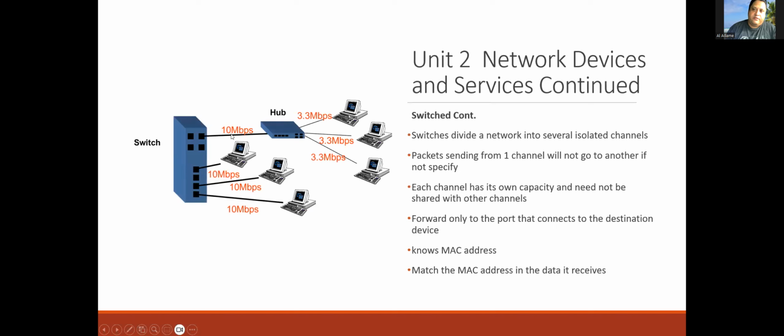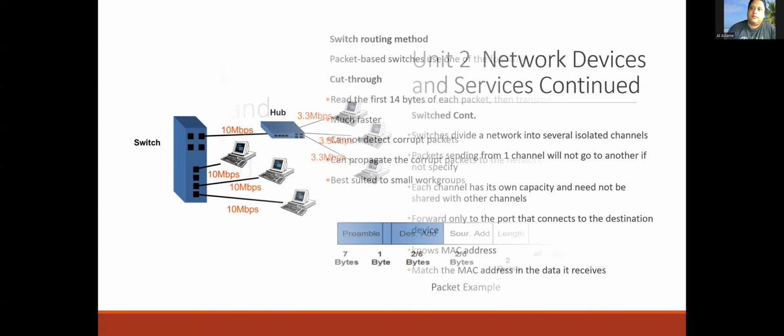So this is the connection speed between here and the hub, the network hub. 10 megabytes, but these plugged in directly are 10 megabytes. You can see what that looks like. Switches divide a network into several isolated channels, whether it's a 7-port switch, 32-port switch, etc. Packets sent from one channel will not go to another if not specified. Each channel has its own capacity and need not be shared with other channels. It forwards only to the port that connects to the destination device, by known MAC address. It matches the MAC address with the data it receives.